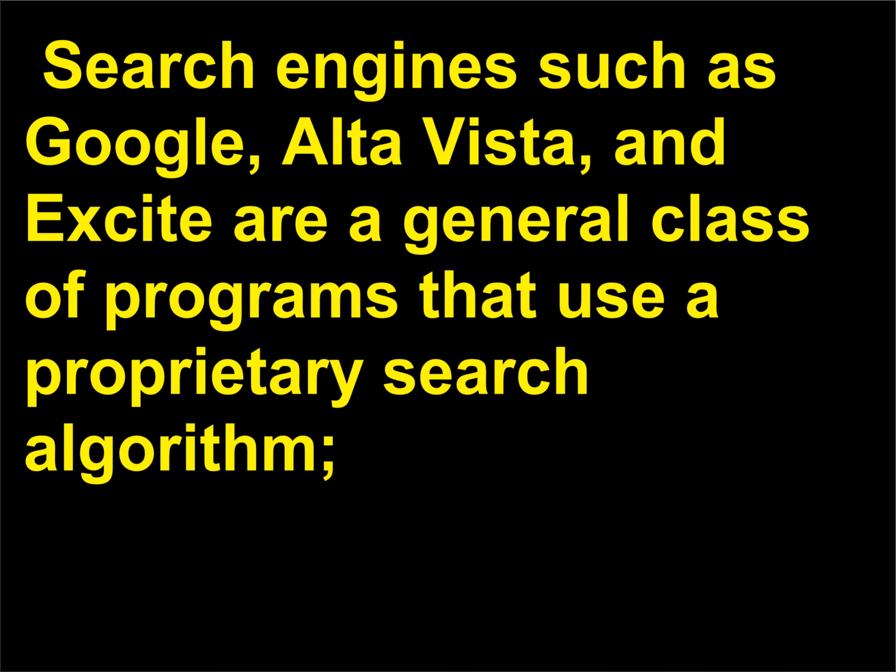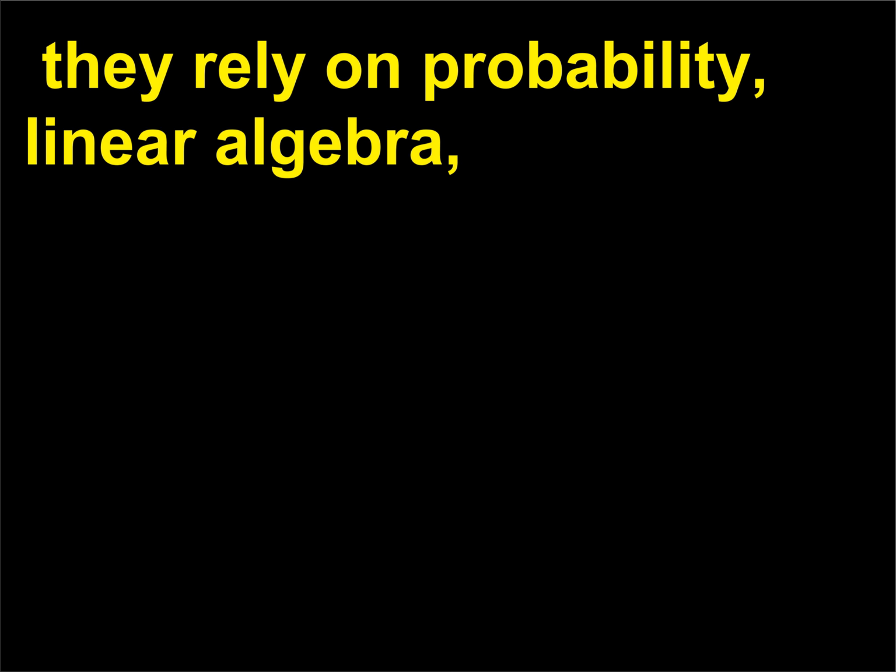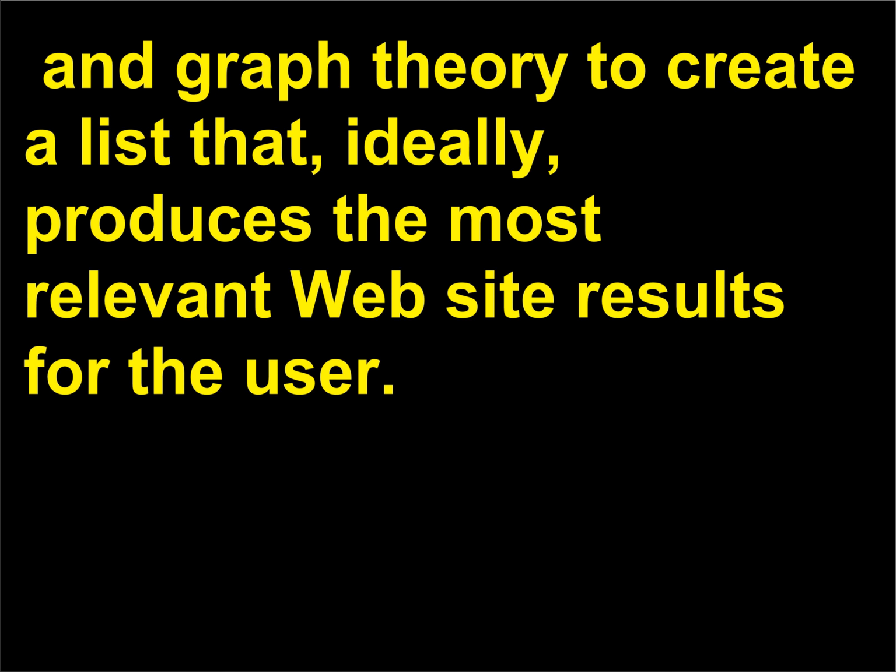Search engines such as Google, AltaVista, and Excite are a general class of programs that use a proprietary search algorithm. They rely on probability, linear algebra, and graph theory to create a list that, ideally, produces the most relevant website results for the user.